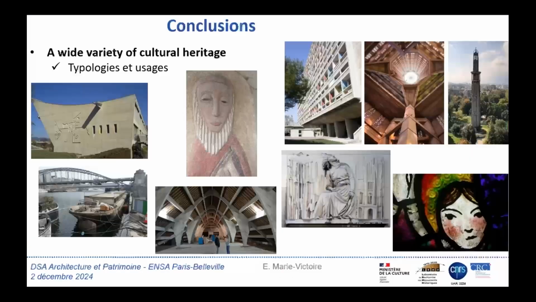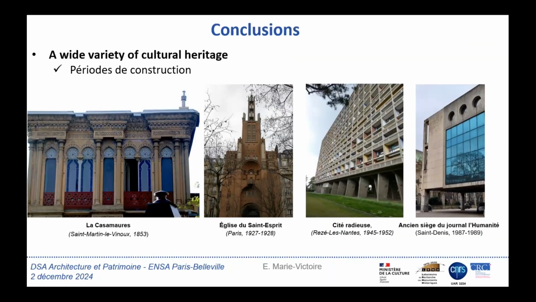So to conclude, as you have seen, we had a wide variety of cultural heritage with typologies and uses. Here you can see we have a boat, we have towers, we have sculptures with painted sculptures, and we also have windows. We have a wide variety of periods of construction. Here, for example, it's the La Casa Mor from the late 19th century to the more recent siège de Journal L'Humanité in Saint-Denis in the late 80s, sorry.